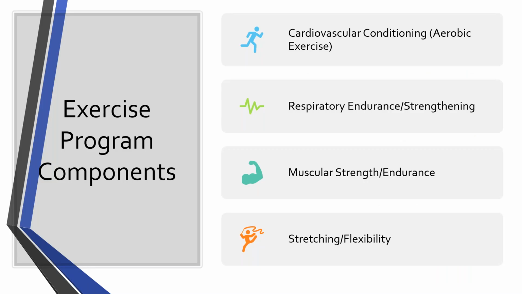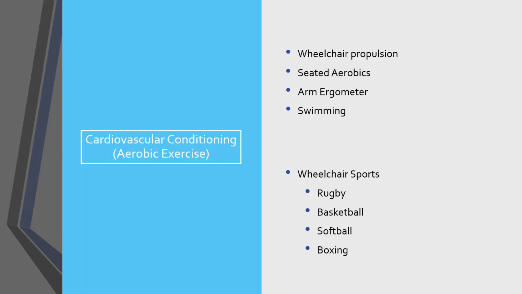And then we jump over to our exercise program components. We have our cardiovascular conditioning, aerobic exercise, our respiratory endurance, strengthening, muscular strengthening, endurance, and then stretching and flexibility. So some things we can do cardiovascular conditioning wise, the one we've been talking about all day almost, the wheelchair propulsion. You can have patients propel around the track in your facility if you have it, indoor or outdoor, and that can be their aerobic activity for a while.